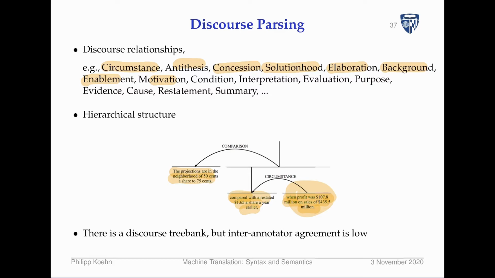So there have been efforts to build these kind of trees for documents. Then you have a discourse tree bank. But actually people have a hard time with these kind of definitions, and there's pretty low inter-annotator agreement. So it's not quite clear where that is heading.